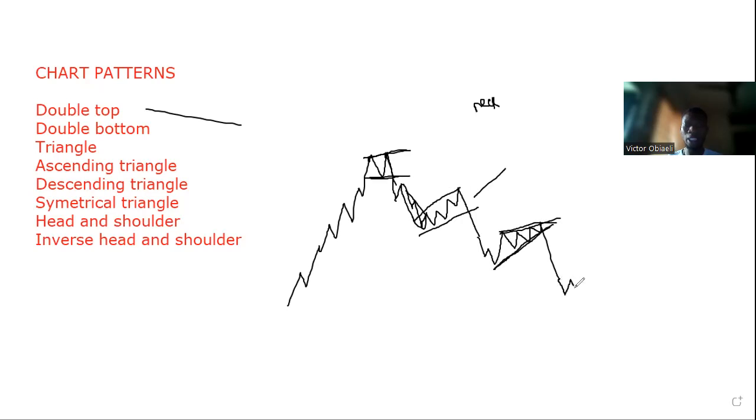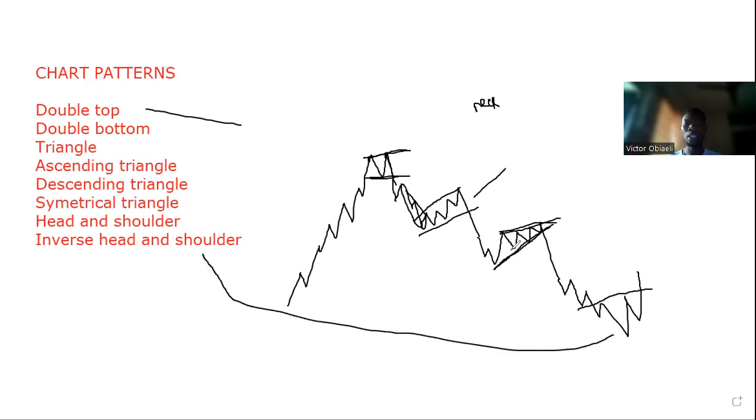Now, when we go again, the market wants to reverse. This formation you are seeing here is called an inverse head and shoulder. This one is called an ascending triangle.